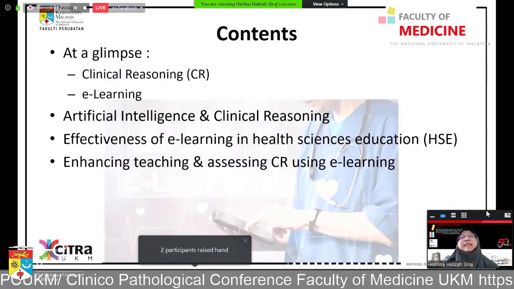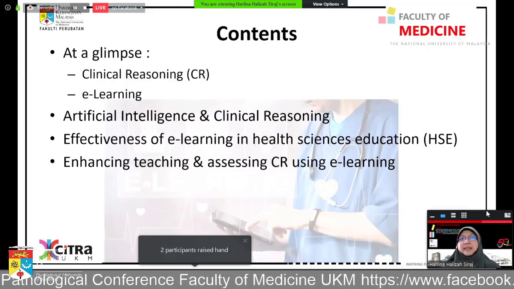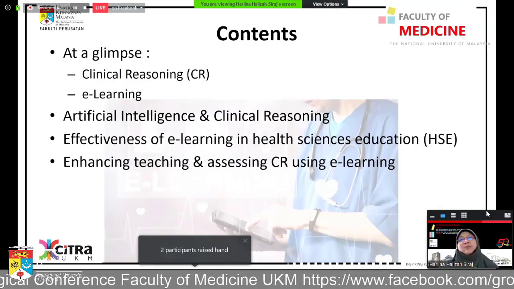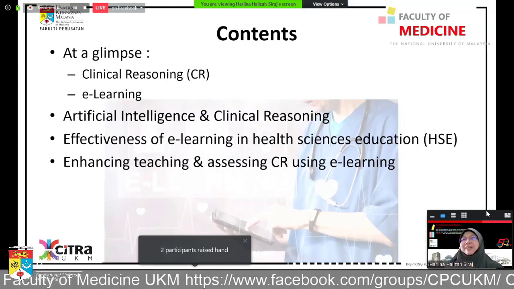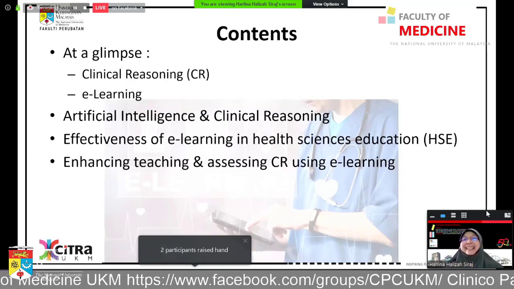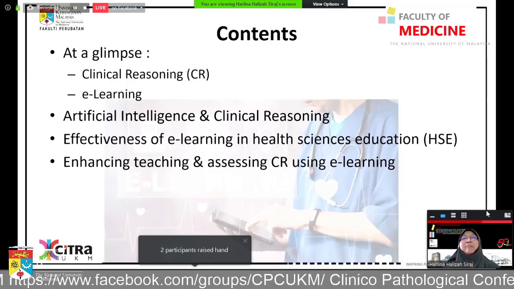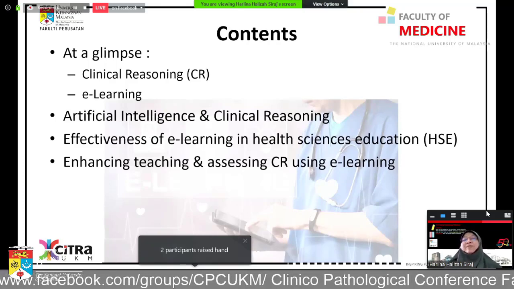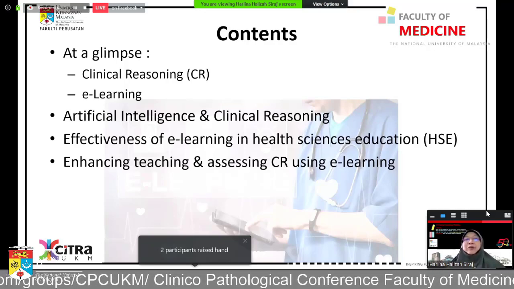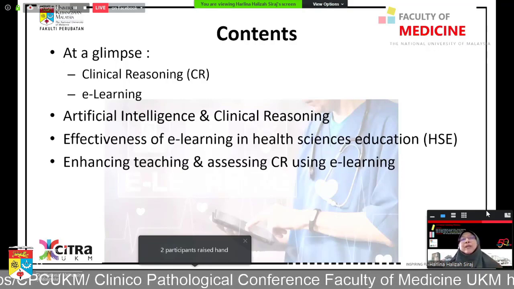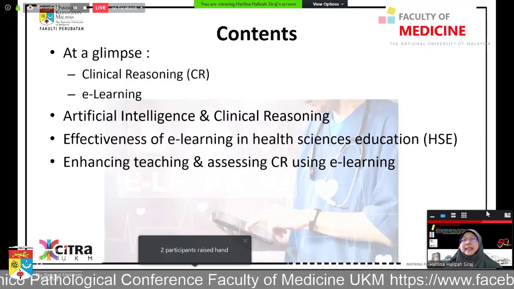So in our discussion this morning, I will just go into, at a glance, what clinical reasoning is all about. And of course, we have to more or less look into e-learning. And I will just touch a little bit on artificial intelligence and clinical reasoning. Are we still going to be relevant when most probably the AI is going to do a better job, reasoning out our patients instead of us with all our shortcomings and inadequacy? Yeah? And we look into some papers that show the effectiveness of e-learning in health sciences education.